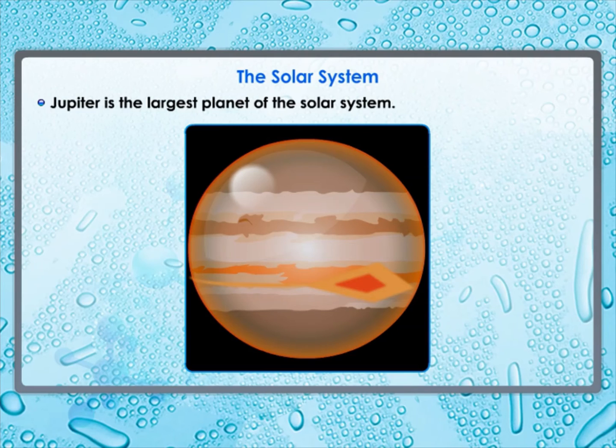You can easily recognize Jupiter as it appears quite bright in the sky. If you observe it with the help of a telescope, you can also see 4 of its large moons.